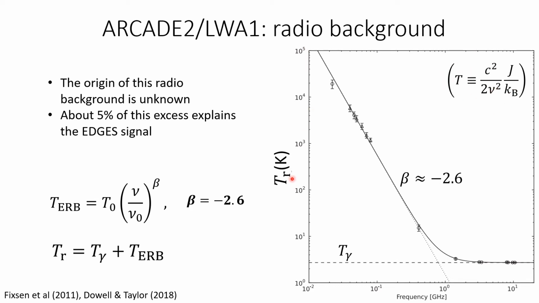So in this figure, we show the temperature in log scale, and on the x-axis we have the frequency again in log scale. So the black dash line is the CMB, which is a constant at 2.73 Kelvin, and the excess radio background is shown by the dotted line, which is a straight line on this log-log plot, implying a power law relation. And the total sum of these two temperatures is shown by the solid line, which is important for the calculation of the 21 centimeter signal.